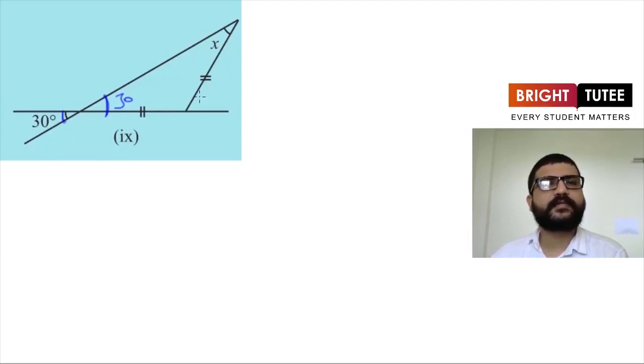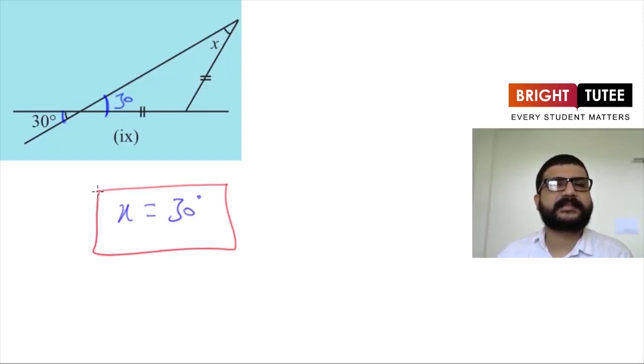So now what we have to do is get the value of x. Now see here in this triangle, two side lengths are equal, and we know angles opposite to equal sides are also equal. So from there we will get this 30 degrees is equal to x, or we can directly say x is equal to 30 degrees. So the final answer to this question is x is equal to 30 degrees, and for the reason we can write: angles opposite to equal sides.